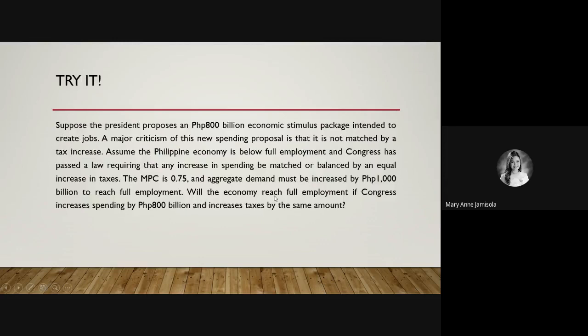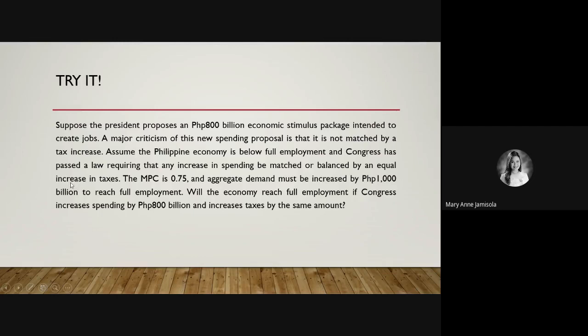So, this time, try this one on your own. Suppose the president proposes an 800 billion economic stimulus package intended to create jobs. A major criticism of this new spending proposal is that it is not matched by a tax increase. Assume the Philippine economy is below full employment and Congress has passed a law requiring that any increase in spending be matched or balanced by an equal increase in taxes. Take note, increase in taxes.